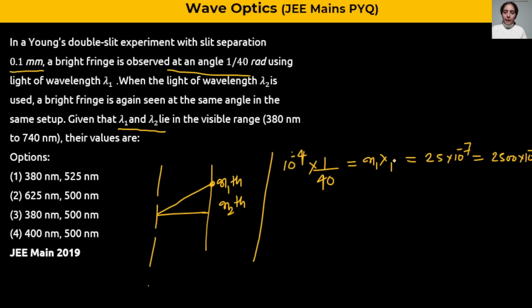So this is this. Here n1 is an integer, we need to keep that in mind. And similarly, n2 lambda 2 will be equal to 2500 into 10 to the power minus 9, because in the same setup we are getting maxima for both the wavelengths. So the path difference at this point is fixed because this angle is fixed, 1 by 40. So the path difference is d theta, which is the same for both cases, right? So what will change in both cases? The order of maxima will change. Here it is the n1th maxima and here the n2th maxima.